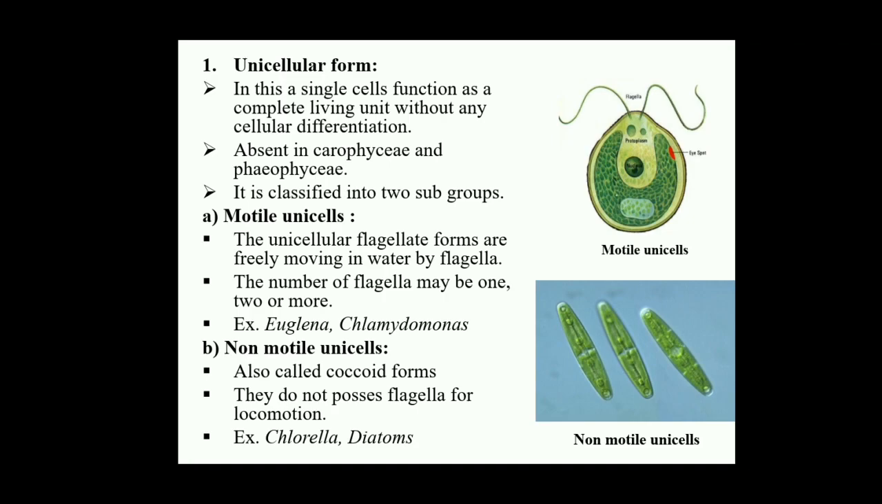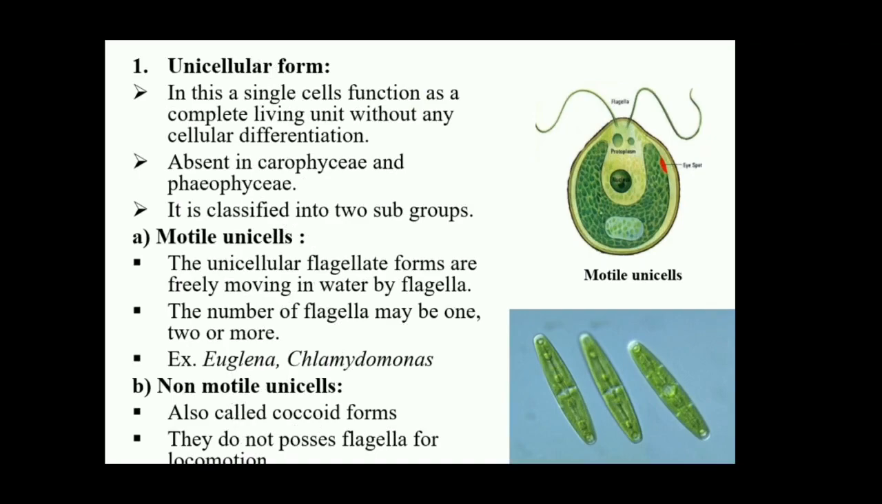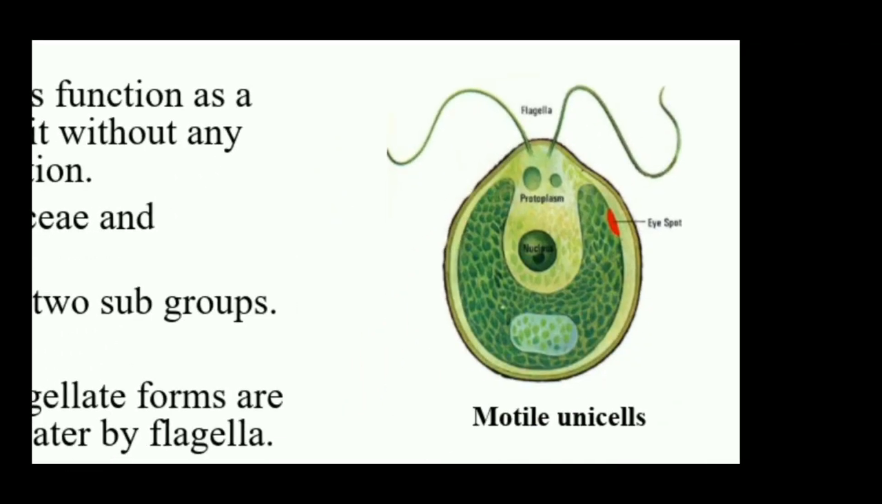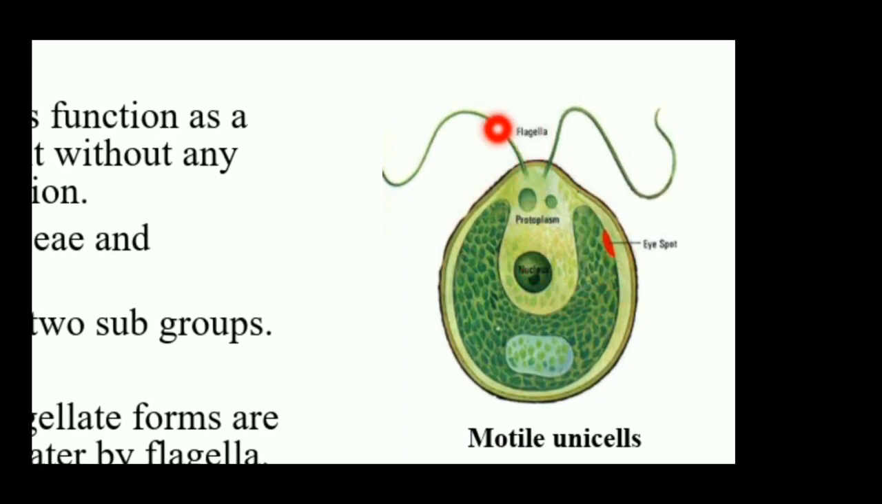It is classified into two subgroups: motile unicells and non-motile unicells. The name itself suggests motile means the cells which can move, which can do locomotion. The unicellular flagellate forms move freely in water by flagella. Here you can see two flagella present in this cell. This is the single cell, and two flagella are for movement. There is also an eye spot. The function of the eye spot is to give direction.